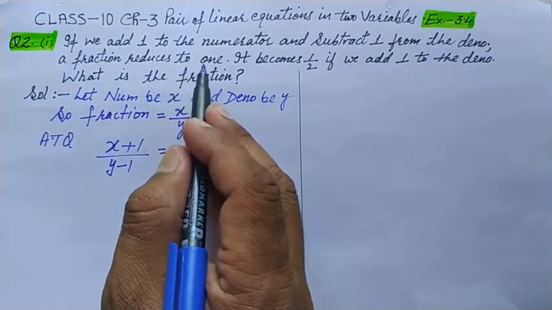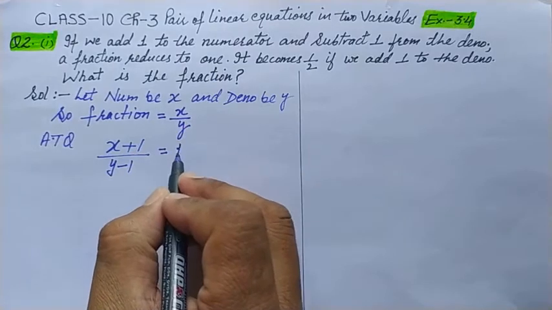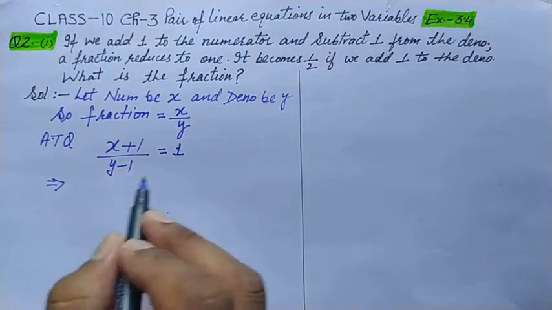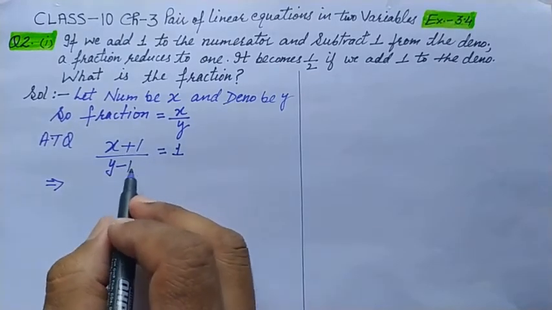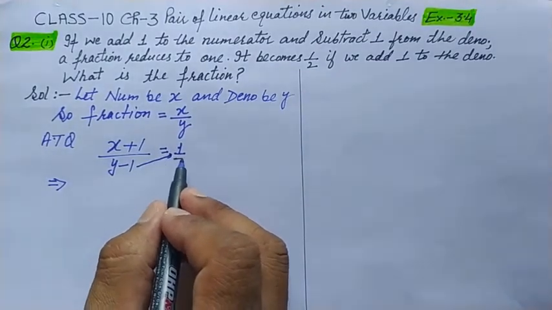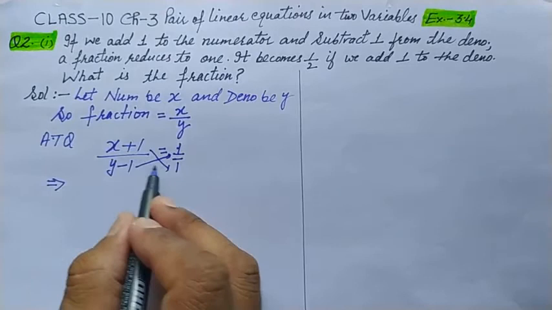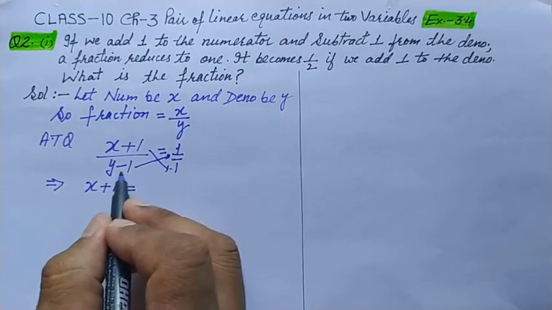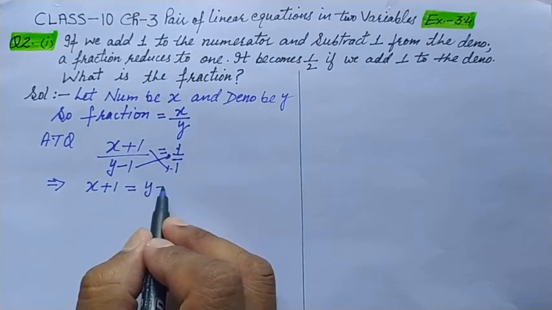It means the fraction becomes 1. So (x+1)/(y-1) is equal to 1. From here we can get a linear equation. So we'll cross multiply, and it is 1 over 1. So 1 into x plus 1 is x plus 1, and 1 into y minus 1 is y minus 1.